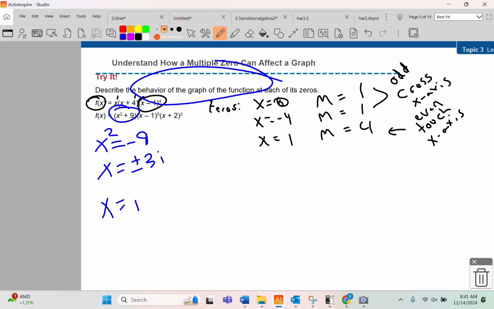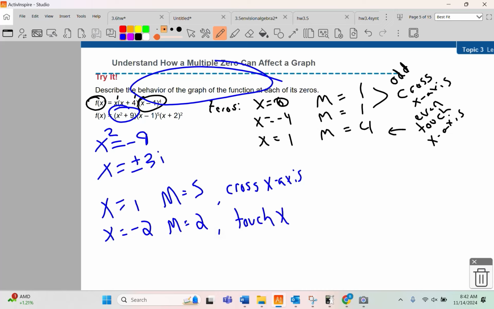How many times did it happen? 5. What's that mean? Cross the x-axis. What's the last zero? x equals what? -2. What's the multiplicity? What's that mean you do on the x-axis?